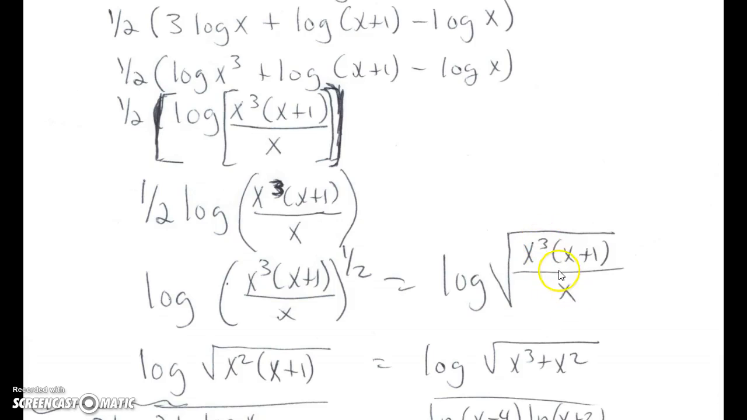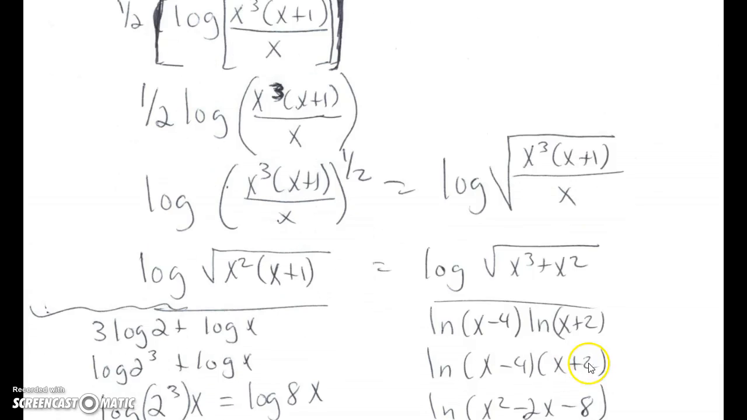So x cubed over x can be written as x squared. x to the third, and remember, subtract exponents, so it's x squared. And this is x to the first, right? So 3 minus 1 is x squared. And you can write it as this, or here I just use the distributive property, okay?